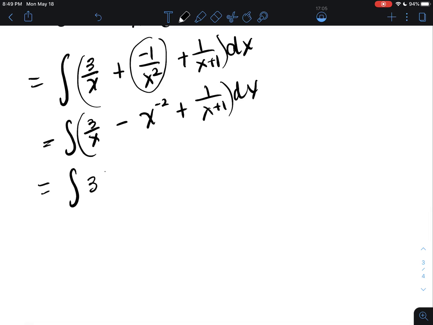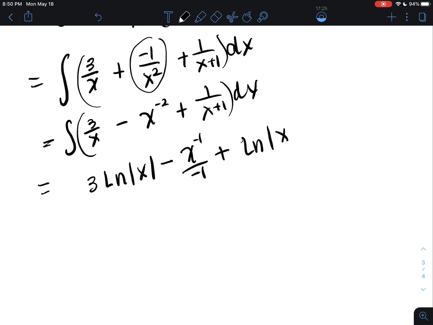So this is going to give me 3. Oops, why did I put the integral? Let me take off the integral. That's integrated already. 3 natural log of the absolute value of x minus, this is going to give me x to the -1 over -1, plus the natural log of the absolute value of x plus 1 plus c. Okay, let's clean this up.